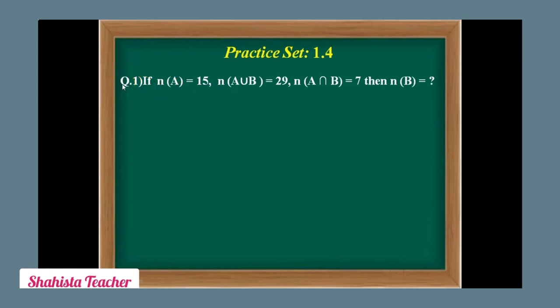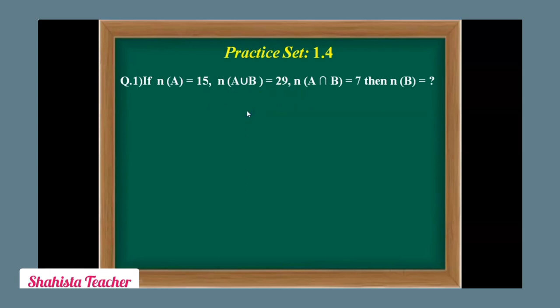Question number 1. Here, if n(A) is 15, n(A union B) is 29, n(A intersect B) is 7, then what is the value of n(B)? We have to calculate n(B). So first we will write the given values. n(A) is 15, n(A union B) is 29 and n(A intersect B) is 7. This value we will write in given.